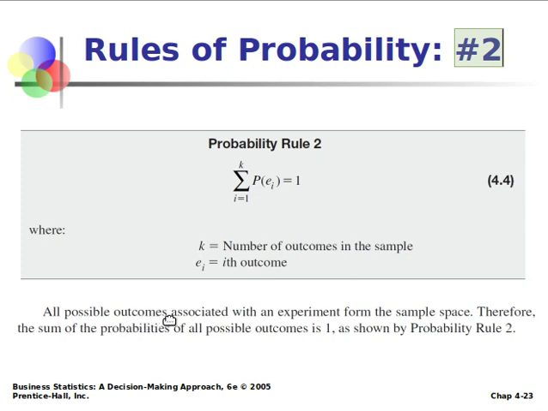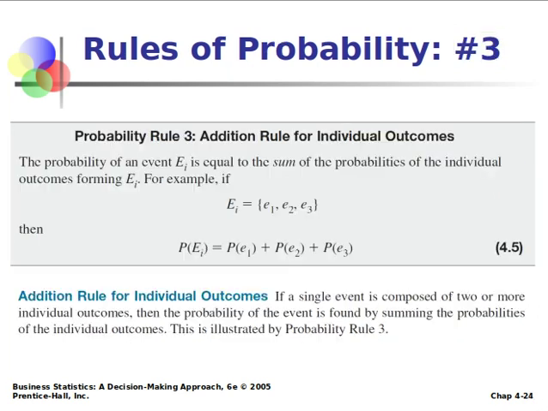All possible outcomes associated with an experiment form the sample space. Therefore, the sum of the probabilities of all possible outcomes is 1, as shown by probability rule number 2. Simple? Rules 1 and 2 are simple.